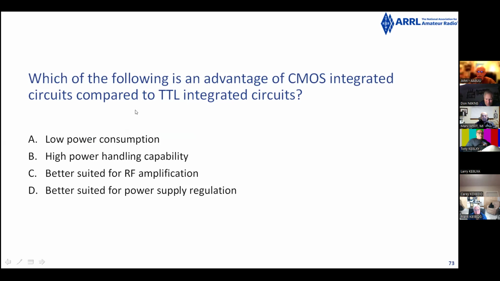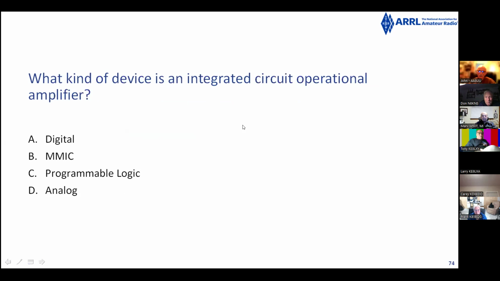Yay, wake up, John. Okay. What kind of device is an integrated circuit operational amplifier? Digital, MMIC, programmable logic, analog.